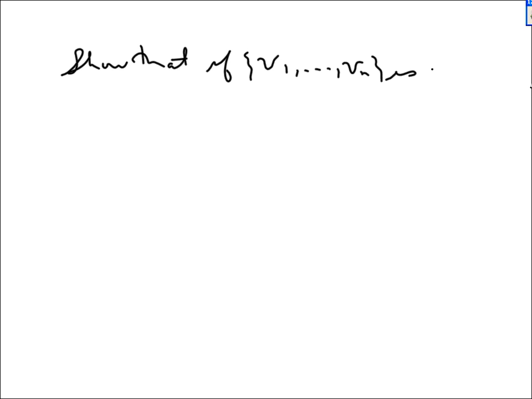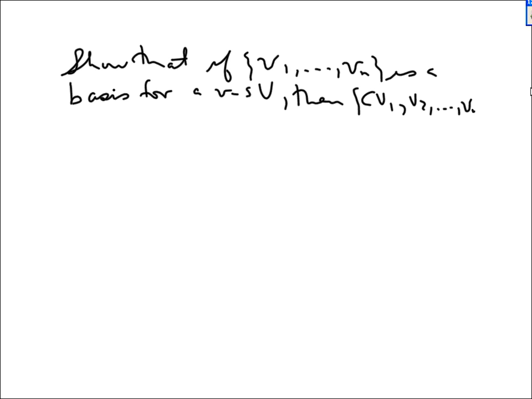And here's a nice problem. Show that if V1 through Vn is a basis for a vector space V, then C times V1, V2 up to Vn, so we just change the first vector, we multiply it by C, is also a basis for V if C is not 0.